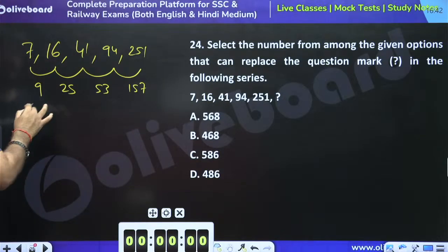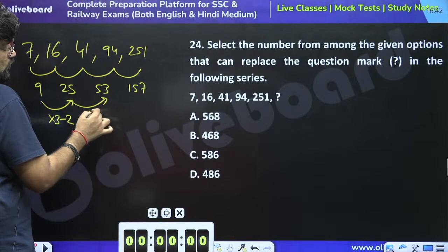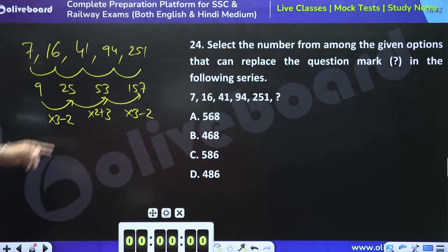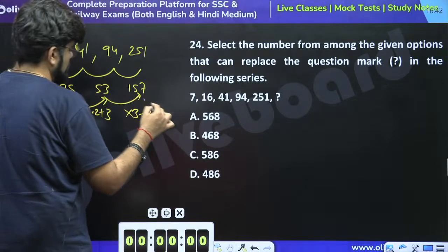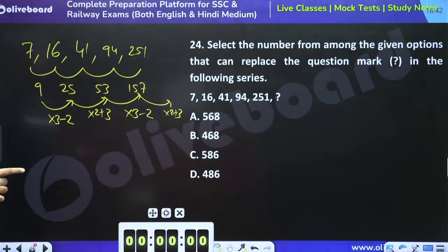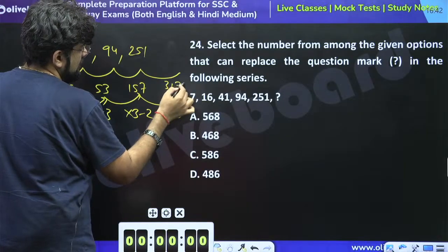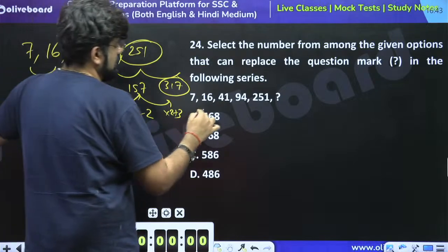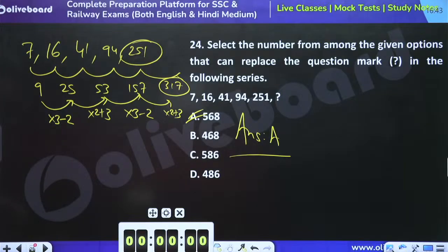What is that? So can I do this 9 multiplied by 3 minus 2? 25 multiplied by 2 plus 3 multiplied by 3 minus 2. 159 minus 2. So the next one has to be multiplied by 2 plus 3. So 150 into 2 is 300, 7 into 2 is 14. So this is 314 plus 3, 317. Sorry, so 317 will be here. So we'll add this to get our answer. This is 568. Option A is the correct answer. Interesting? Okay? Yeah, exactly.